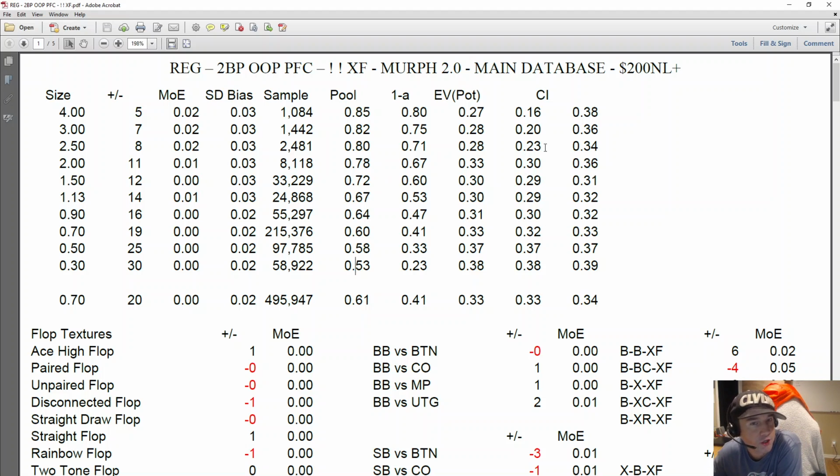And then the confidence interval takes those margins of error into account to say, for the half pot bet, betting half pot on average captures 37% of the pot based on how much they overfold. Because this is such a large sample, the most common formation, that confidence interval is very tight, 0.37 to 0.37.